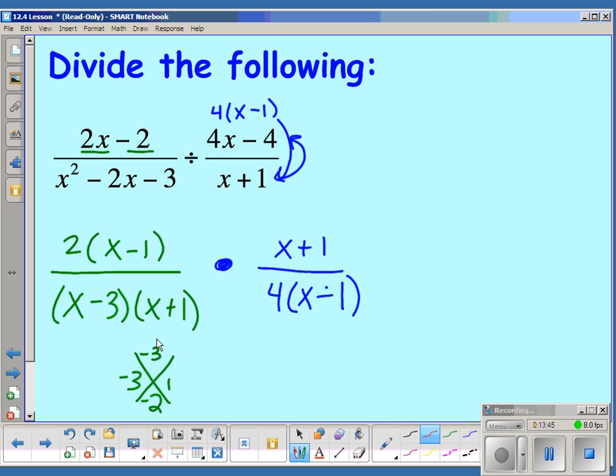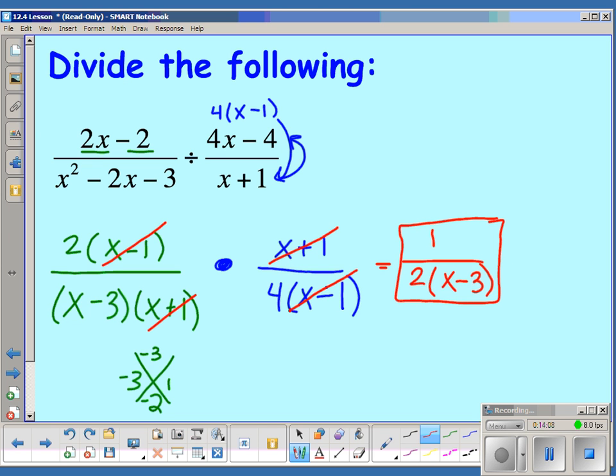And again, you can see, well, that's nice. That cancels, the x minus 1s, and the x plus 1s cancel. So I'm left with 2 on top and 4 on the bottom and x minus 3, but I can go one step further. 2 over 4 is the same thing as 1/2. So my final answer would be 1 over 2 times x minus 3, and that's just fine. If you wanted to go one step further, you can FOIL that out and get 2x minus 6.